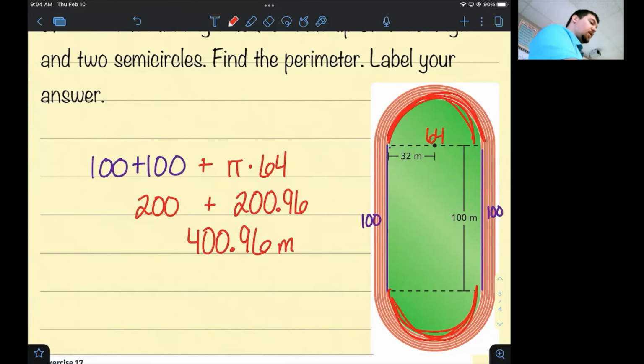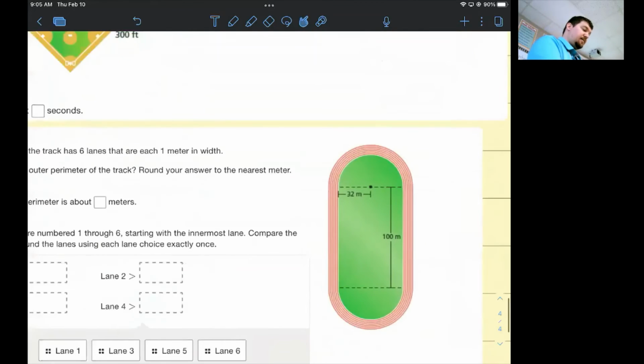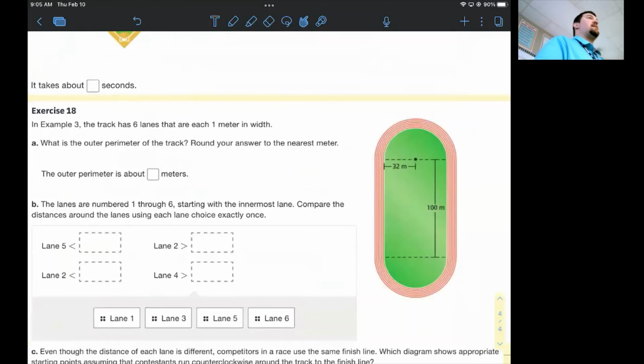Now, tomorrow, we're going to look at 2 homework problems, number 17, and there it is again, number 18. You should be able to do the rest of them on your own, but if you cannot, come see me during SLT. Have a great day.